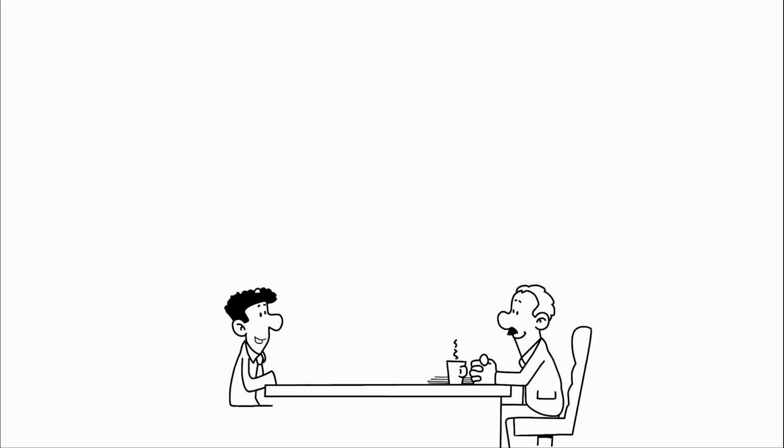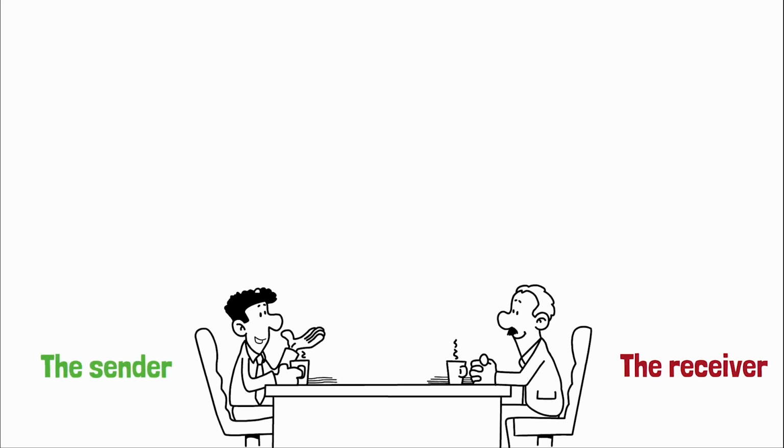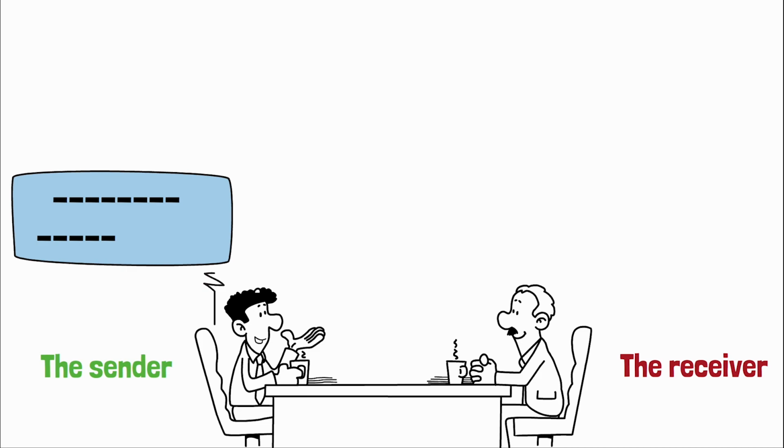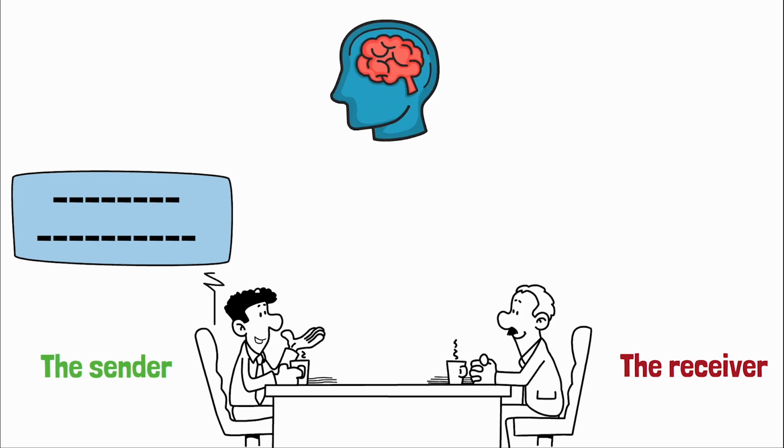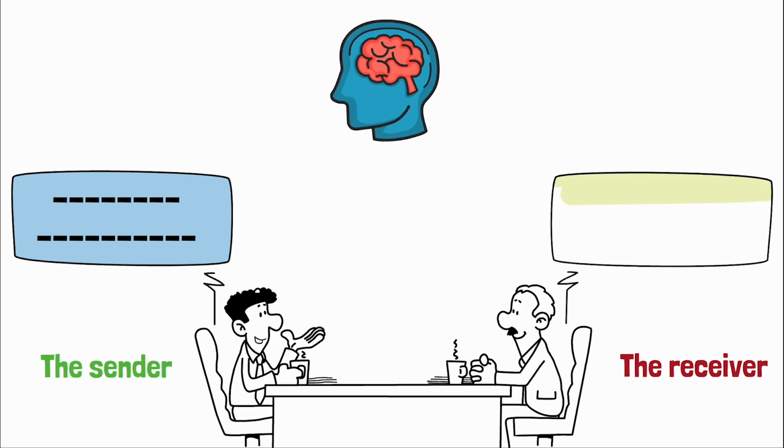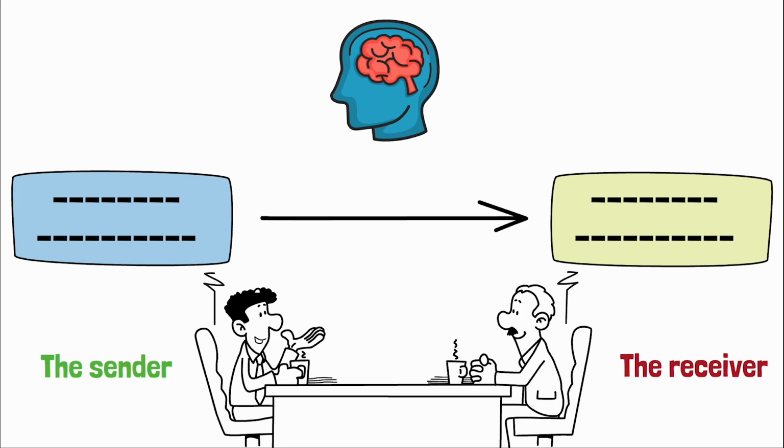In a two-way communication model, there are typically two primary roles: the sender and the receiver. The sender initiates the communication by conveying a message, whether it's through spoken words, written text, body language, or any other form of expression. The receiver, in turn, interprets and processes this message, providing feedback or responding to the sender's communication. This feedback loop ensures that both parties are engaged and actively participating in the exchange.